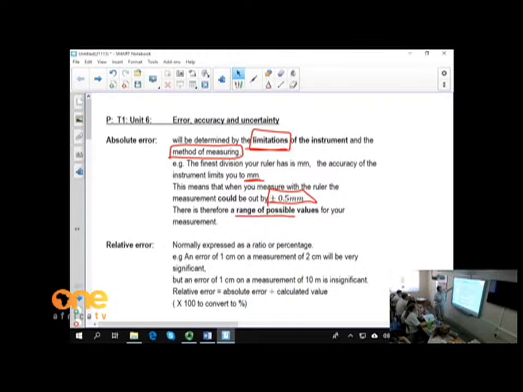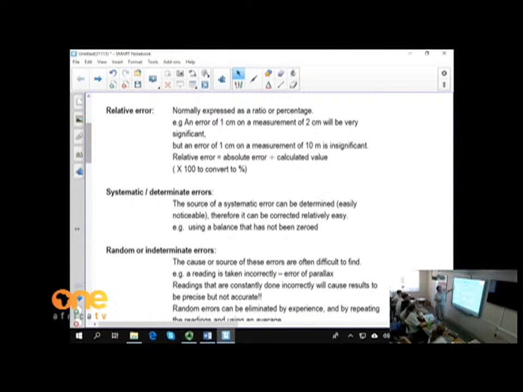Now, the next type of error is a relative error. We express this error as a ratio or percentage. Very simply, if you take your ruler and you measure the width of your book, you can tell me, let's say it is 250 millimeters. If I say to you, take your rubber and measure the width of your rubber, you will tell me maybe it is 15 millimeters. Are you with me?